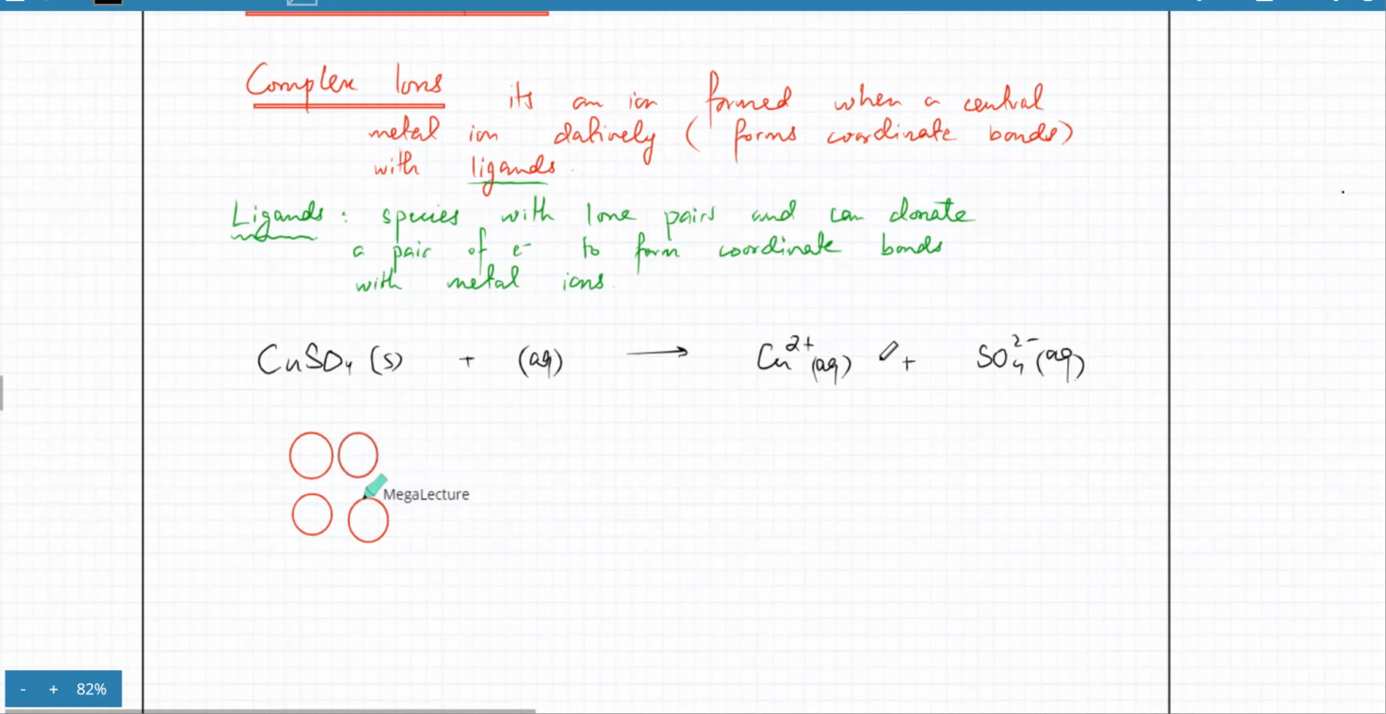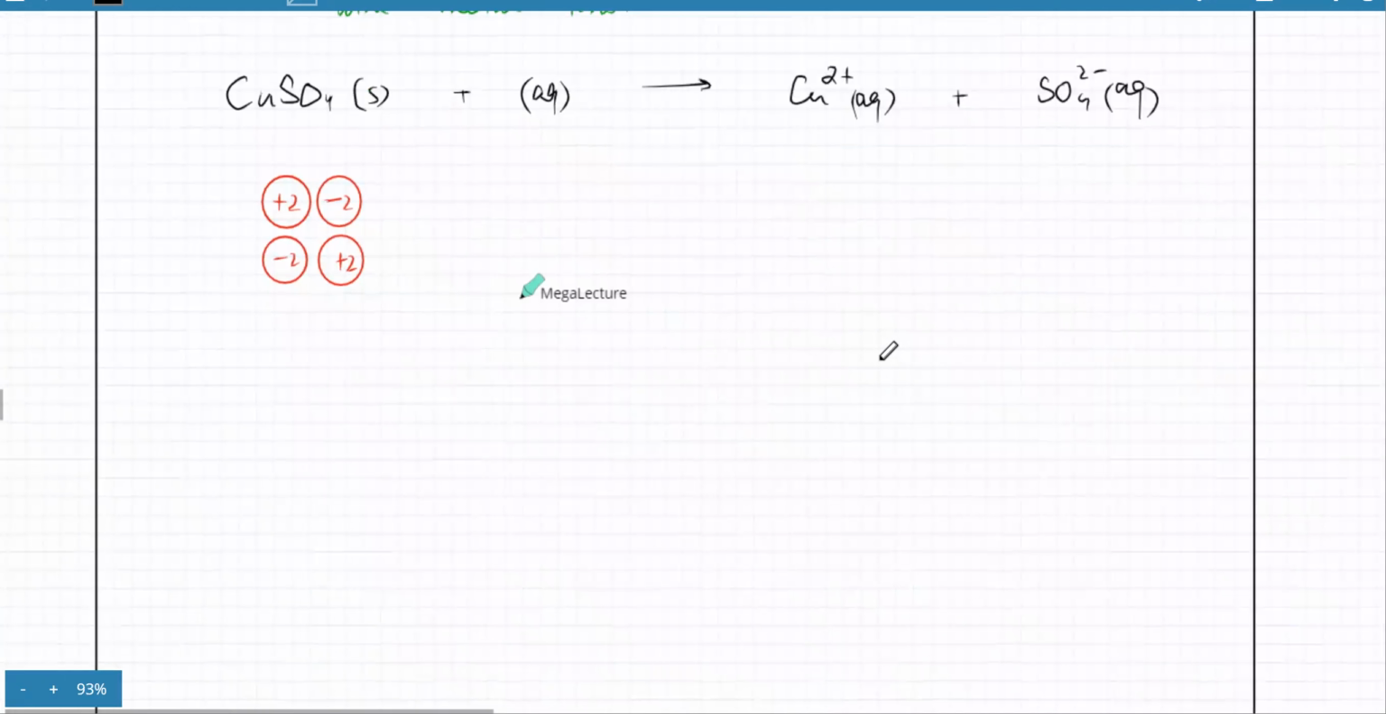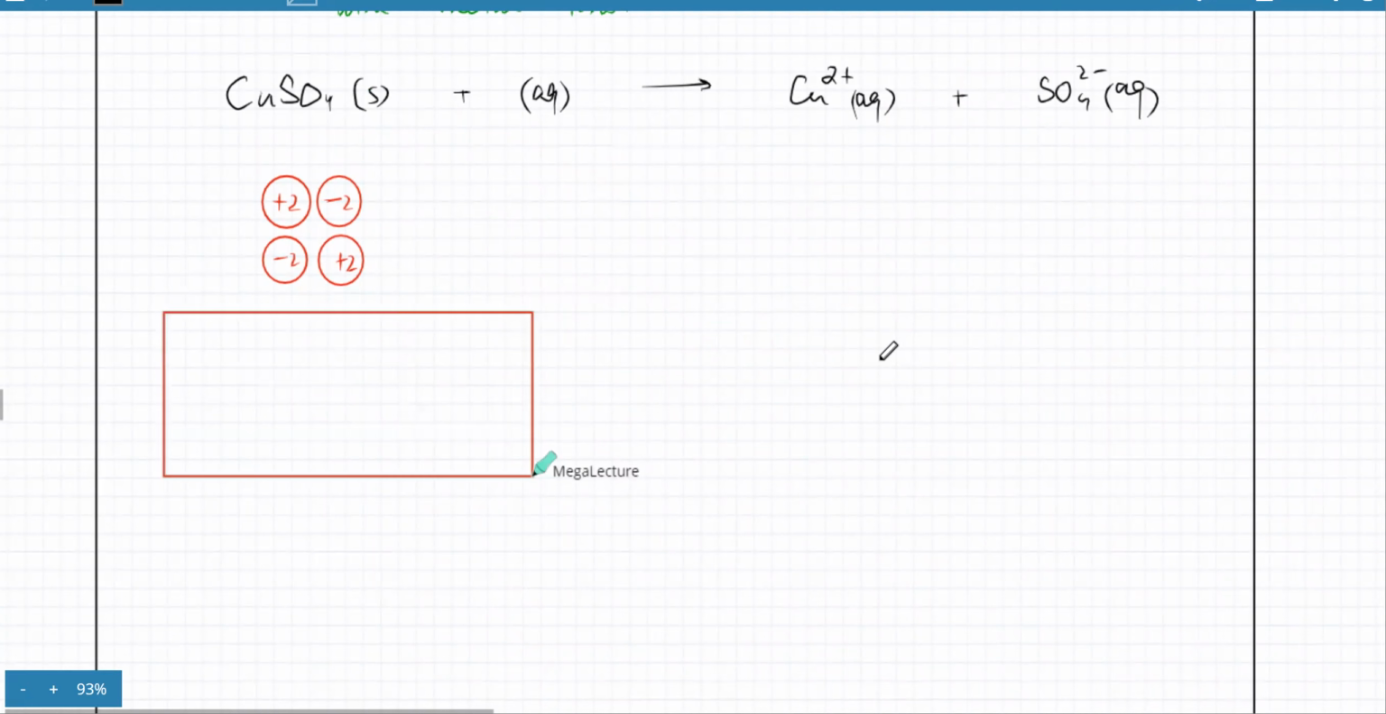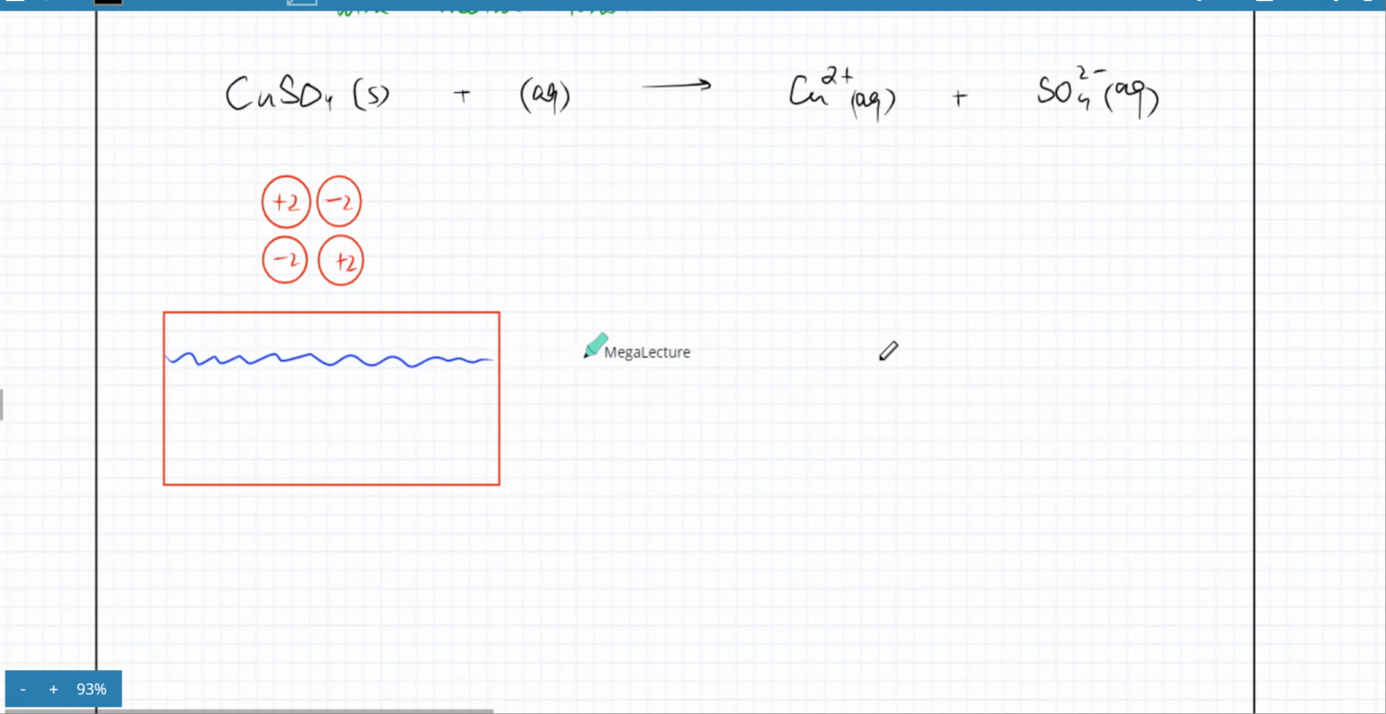Usually what happens is that you have these oppositely charged ions. Copper is +2, so there's +2. Sulfate is -2, and they're all attracting each other very strongly. What you do is take water. Let's say there's a beaker of water, and you put the crystals in that water, and you stir vigorously. When you stir them, the ions are going to dissociate. All these ions are going to separate and scatter in the water.